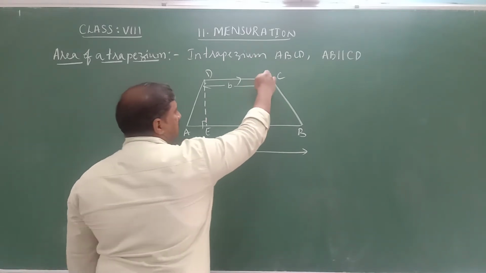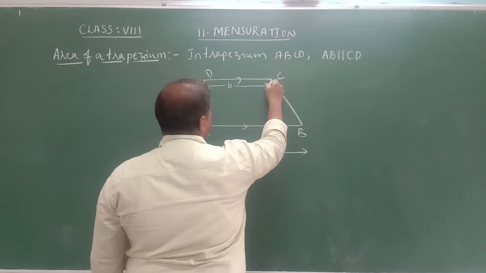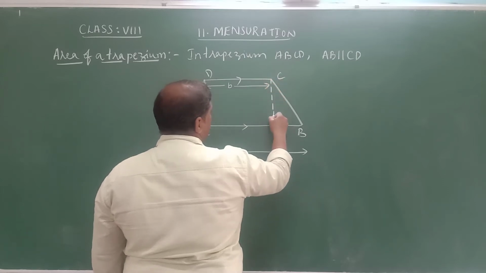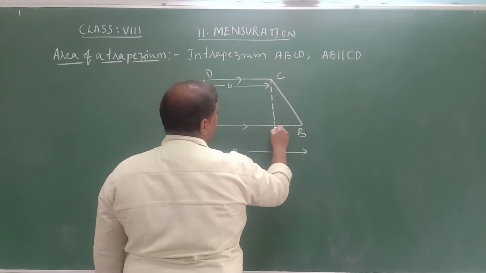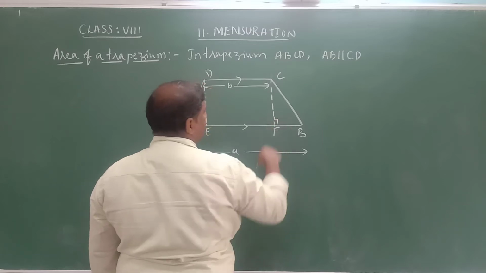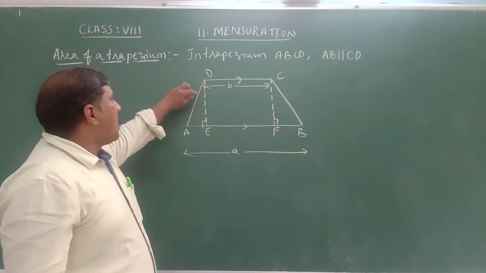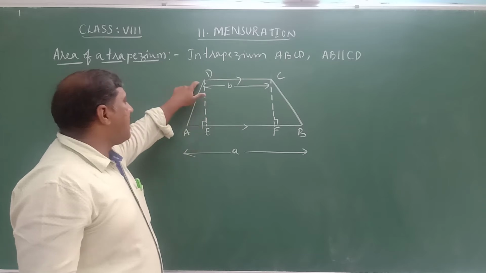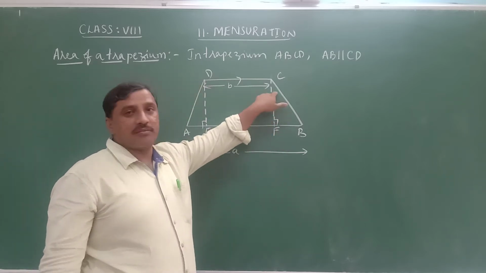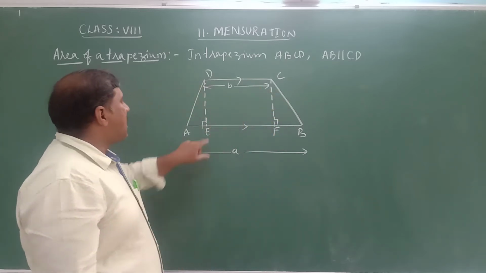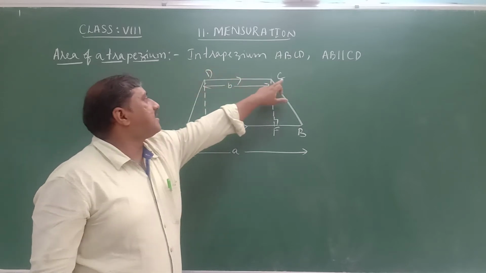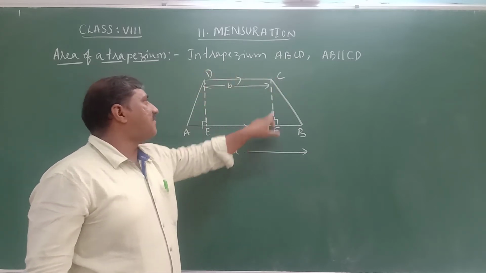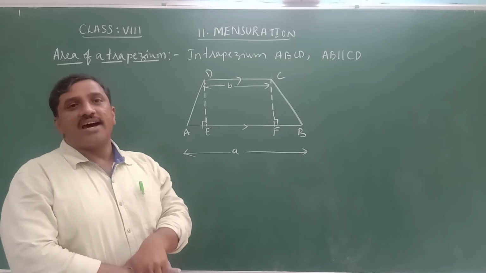Similarly, from point C, draw a perpendicular to AB, which intersects AB at F. This is 90 degrees. Now we have two triangles AED and BFC. Both are right angle triangles, and one rectangle, it is CDEF. CDEF is a rectangle.